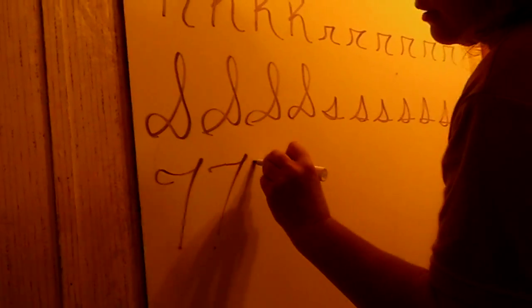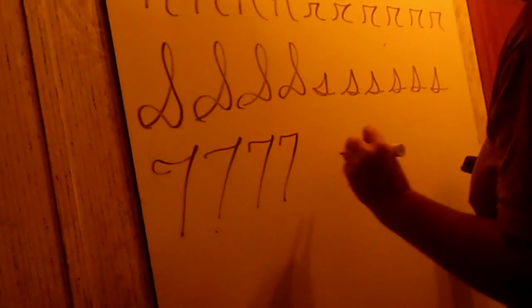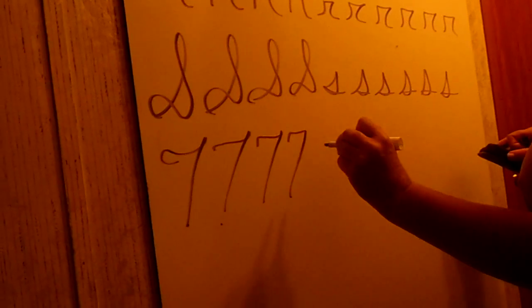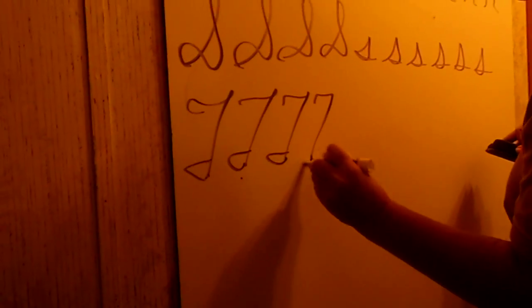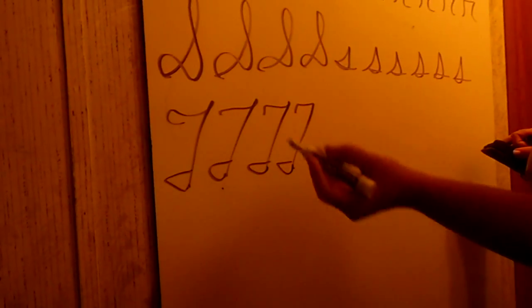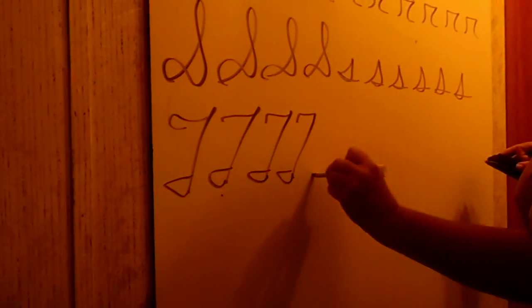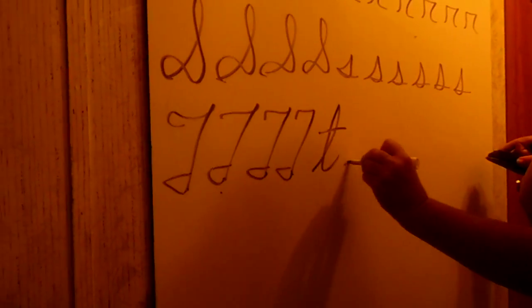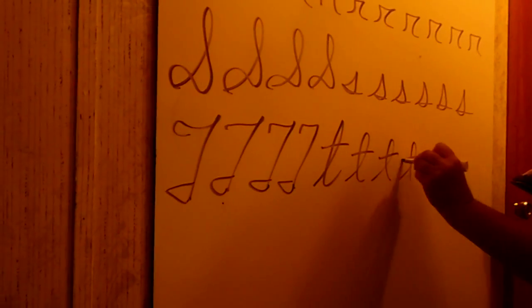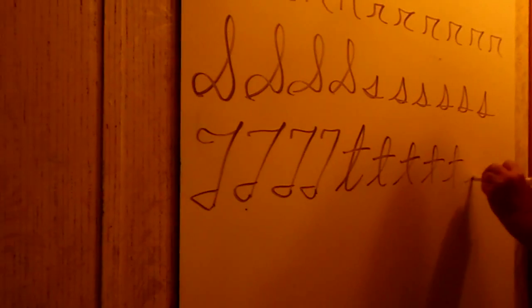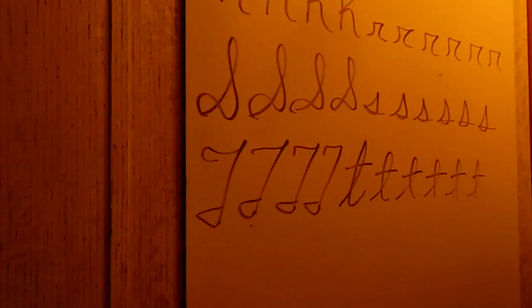Capital T's, looks like a 7. You can have it looped over if you want. Either way, doesn't matter, it's still a T. And then you want a T is loop across and cross it across with the T. Just like an L, but it's a T.